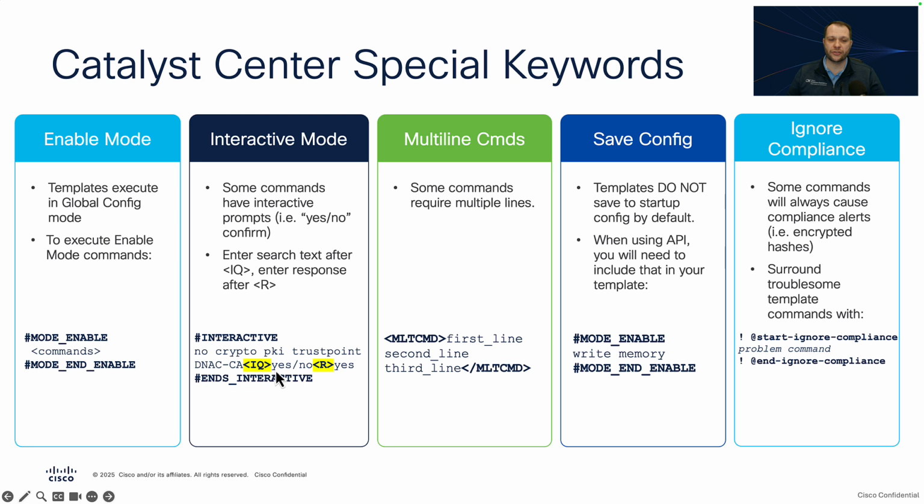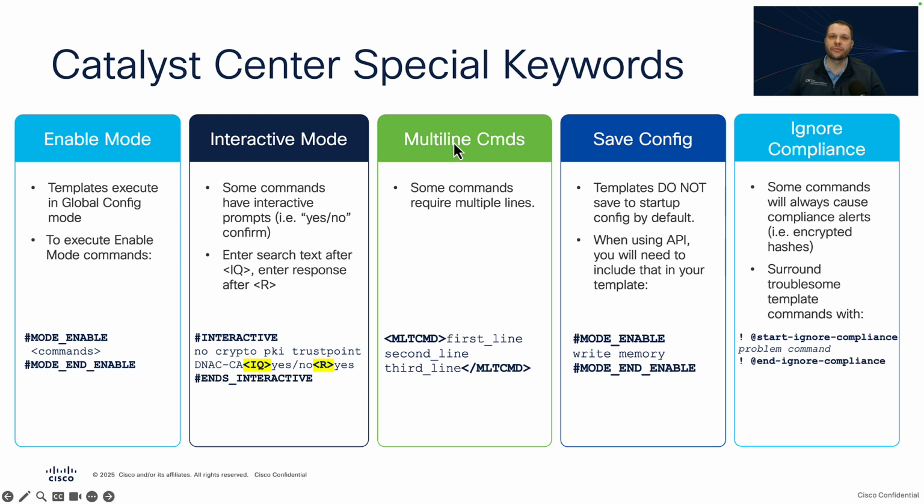If it finds that string and recognizes it, then we'll follow that with an R tag here that's contained inside of caret symbols. It's a capital R. And this will be the response that we want Catalyst Center to send when that interactive prompt is triggered. So here we would tell it to run the command yes, or to respond with yes.